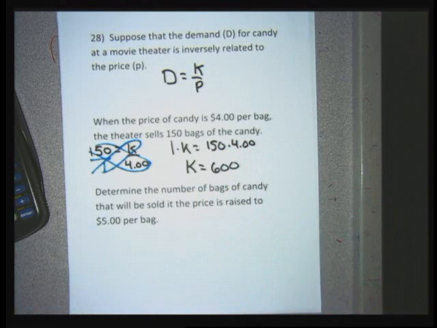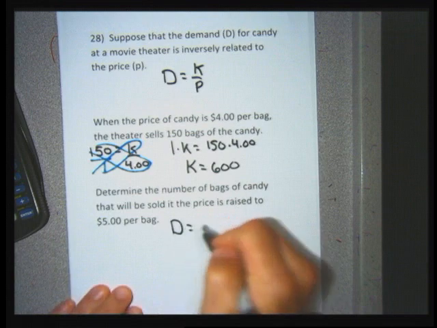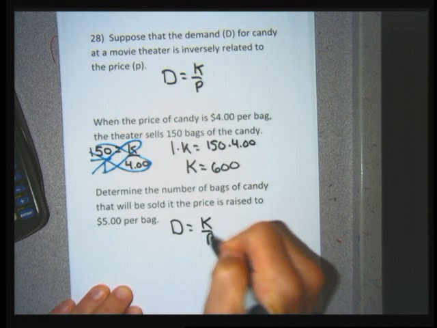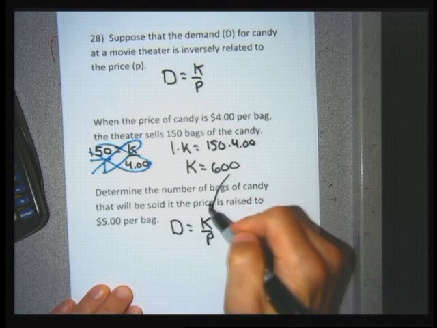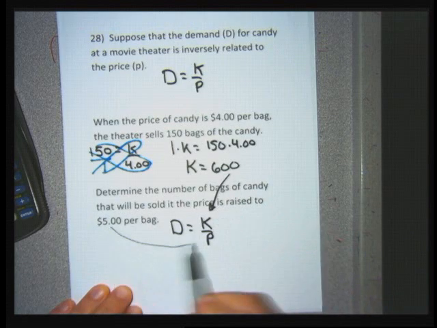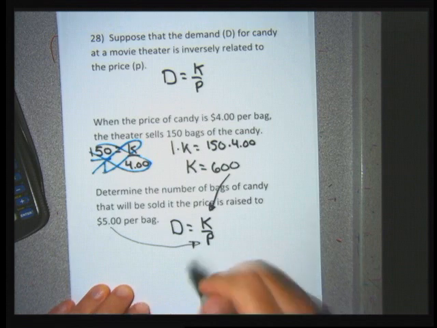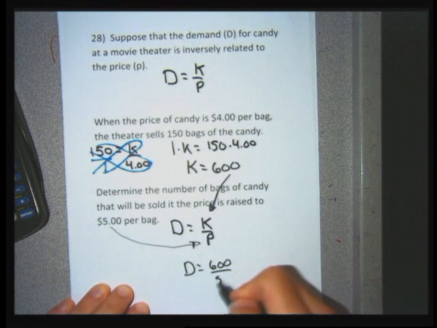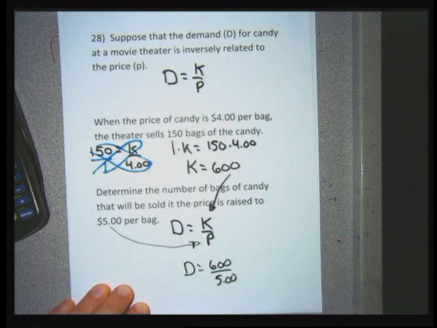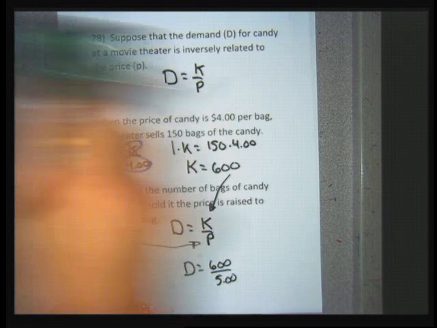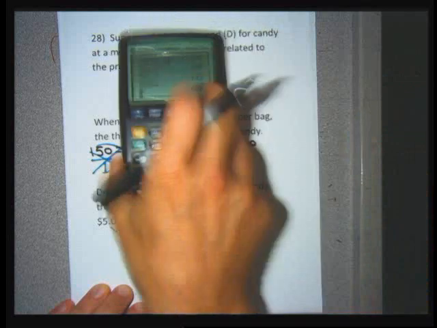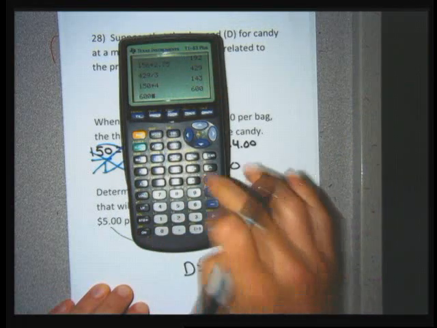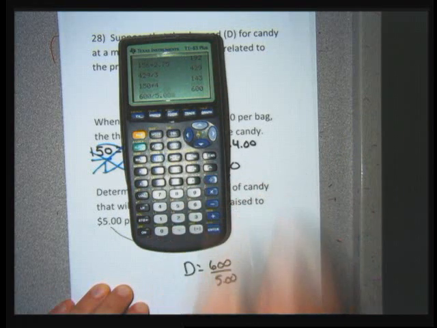Moving on to the third sentence. In the third sentence, I'm going to use the equation D equals K over P. And for K, I'm going to plug 600. And for P, I'm going to put the price of the candy because that's the price that's given. I'm going to get D equals 600 over 5. I don't really need the decimals, but it's okay to have it. I'm going to use my calculator. I think I'll get 120 here, but let me do this. 600 divided by 5.00, and I get 120.